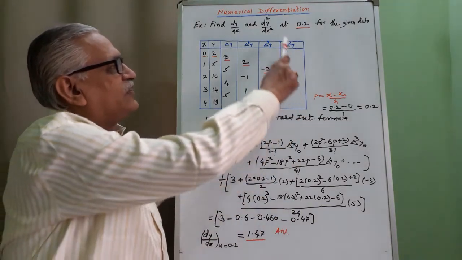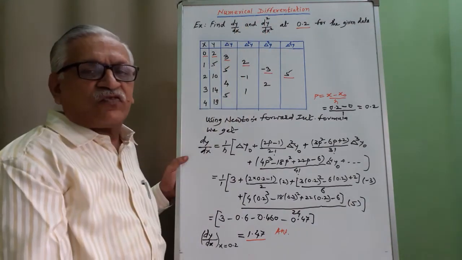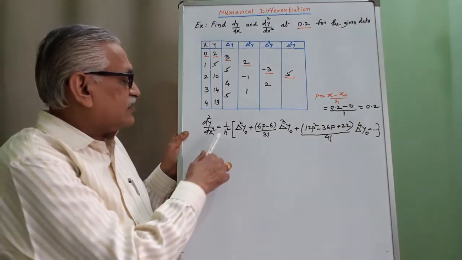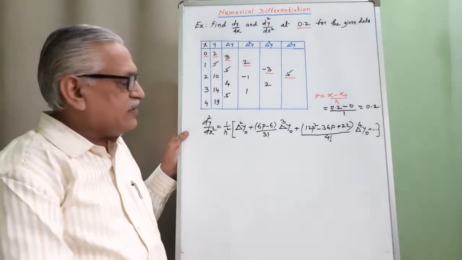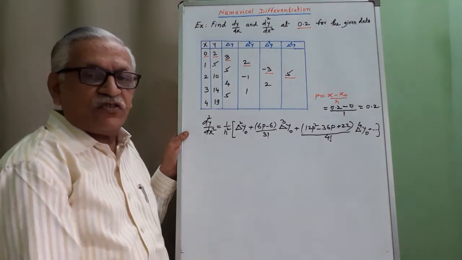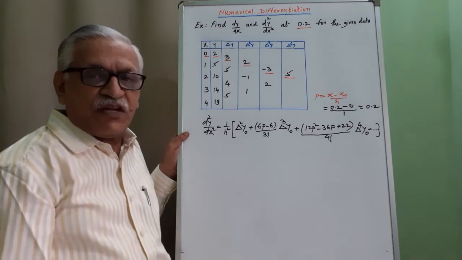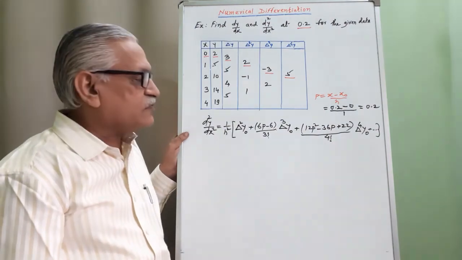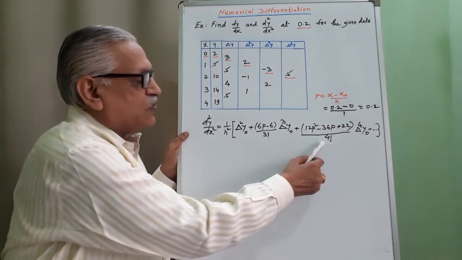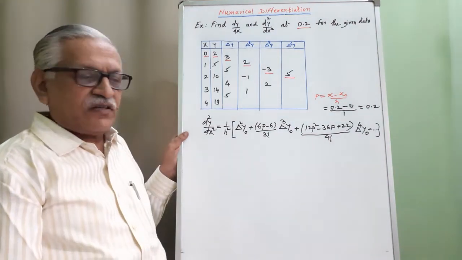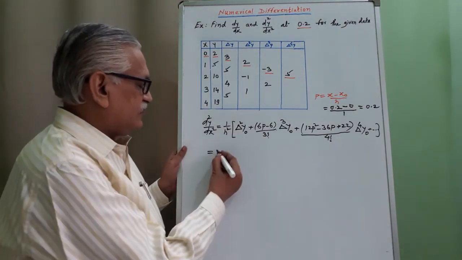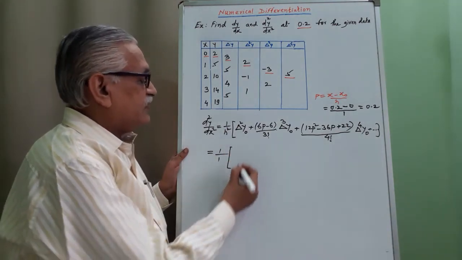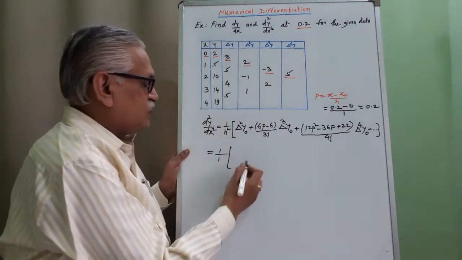In the second part, we try to find the second value, that is d2y by dx square at 0.2. Then d2y by dx square is given by 1 by h square into del square y0 plus 6p minus 6 by 3 factorial del cube y0 plus 12p square minus 36p plus 22 divided by 4 factorial into del raised to 4 y0. Corresponding values: 1 by 1 square is 1, del square y0, the value of del square y0 is 2.